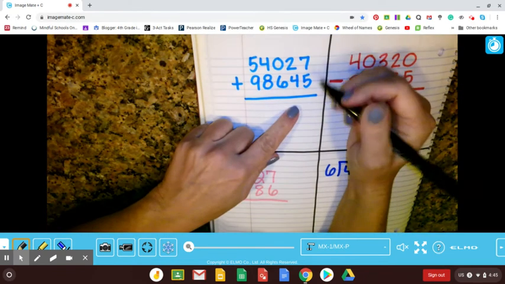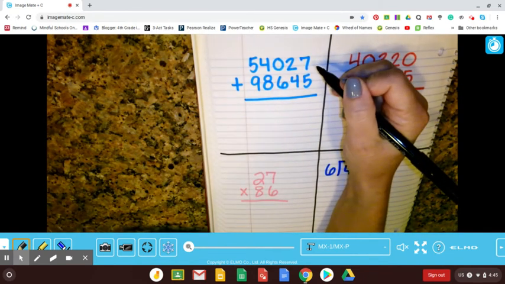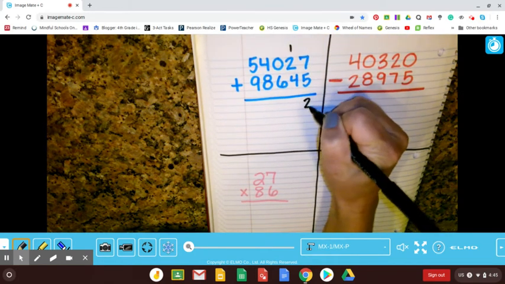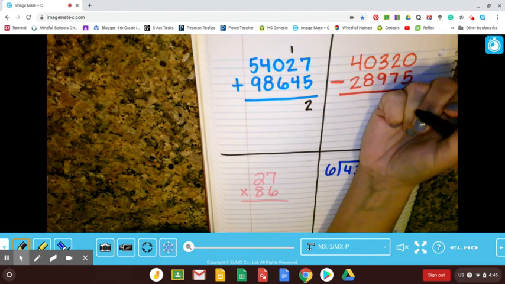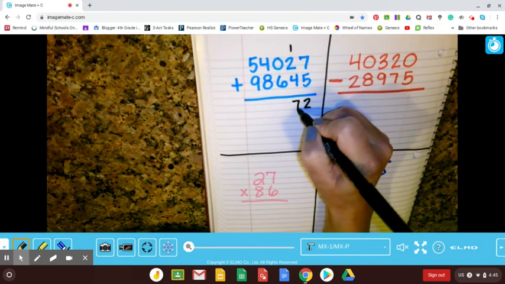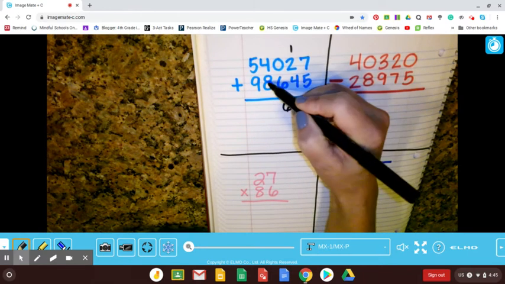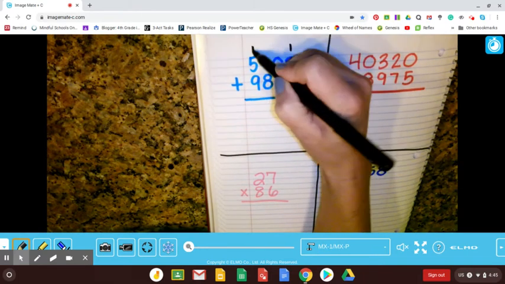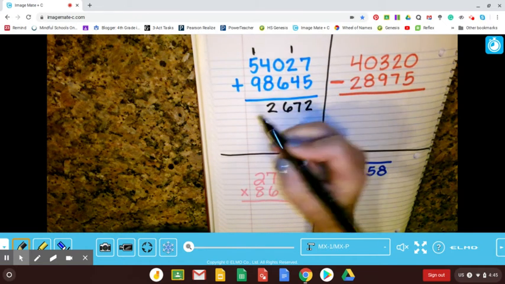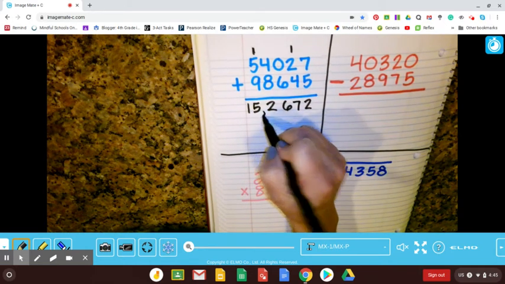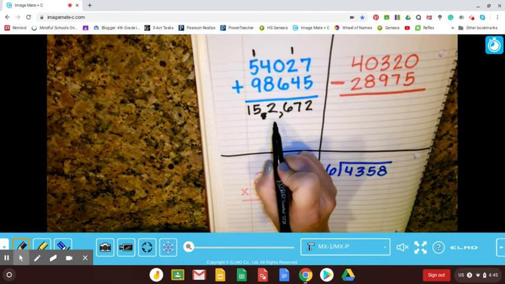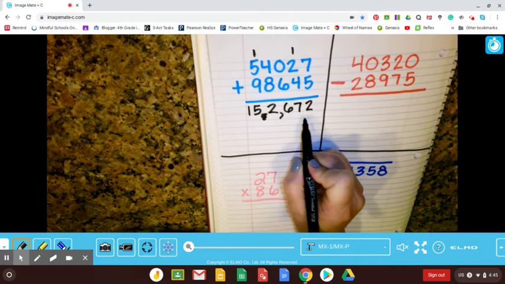Okay, so let's take a look here. We know that we're always going to start in that ones column when we're adding. It's an addition problem. 9 plus 1 is 10, plus 5 is 15. So we have 152,672.